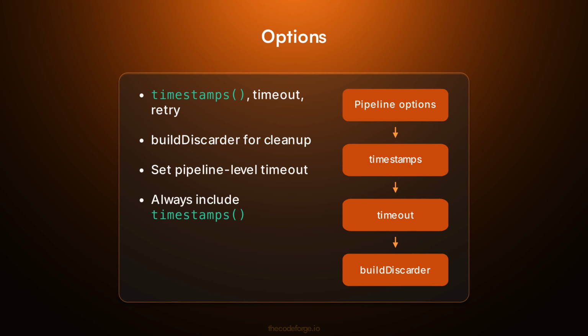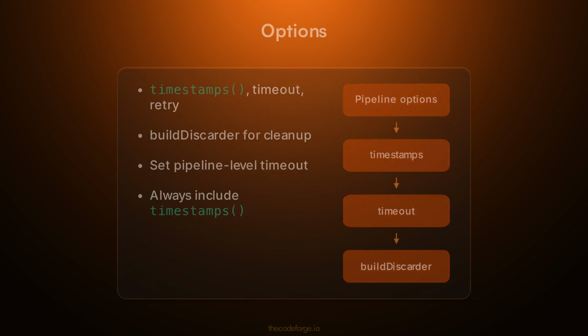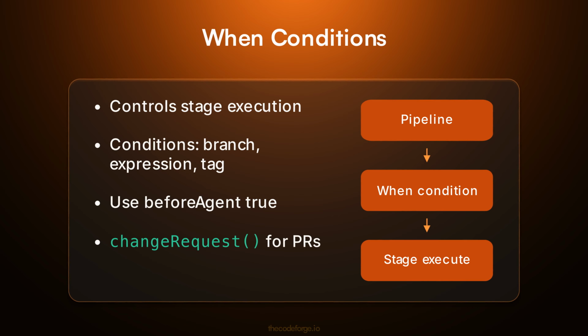Options configure pipeline behavior. Always include timestamps, a pipeline-level timeout, and buildDiscarder in every pipeline to prevent runaway builds and disk space issues. The when directive gates stages based on conditions. Use branch main for deployment, buildingTag for releases, and changeRequest for pull requests. Set beforeAgent true to skip expensive agent allocation.